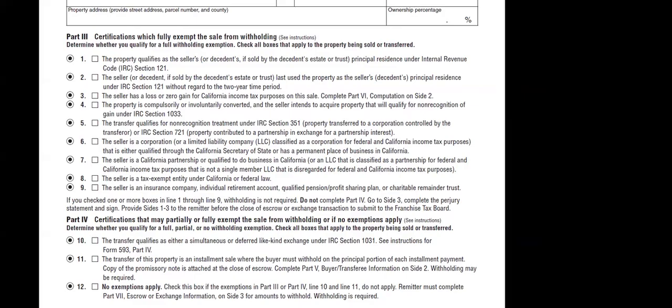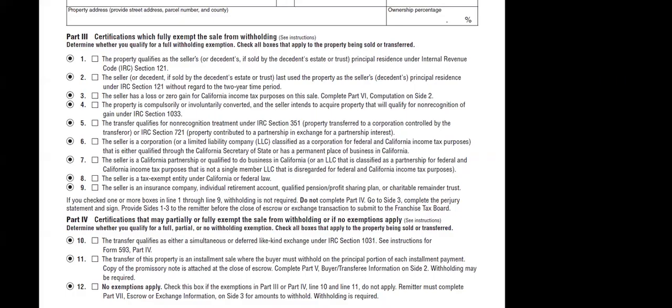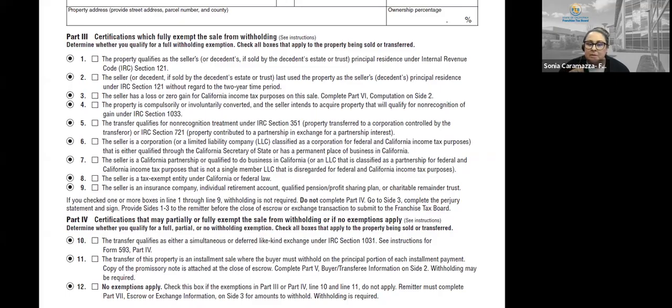One more question. What if the person's parents passed away and then they took it over? Is it in a trust or in an estate? No trust, no estate. So it says if being sold by the decedent's estate or trust. If it's not an estate or trust, that's a little murky.